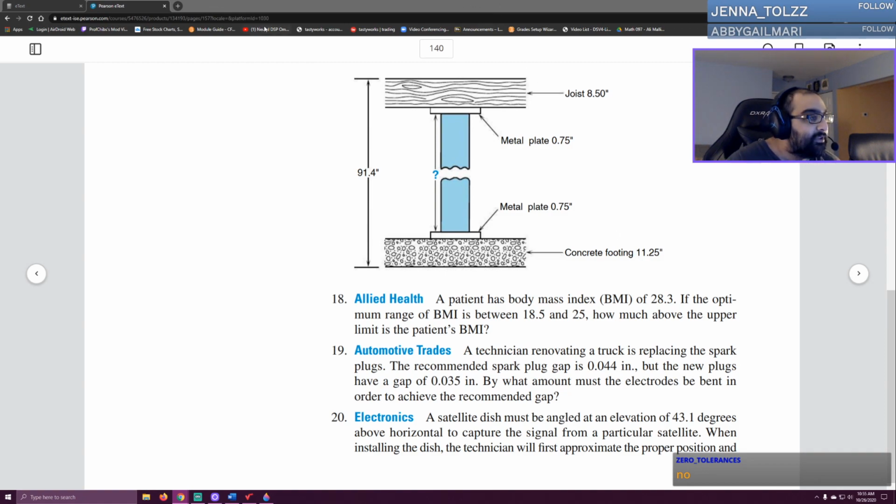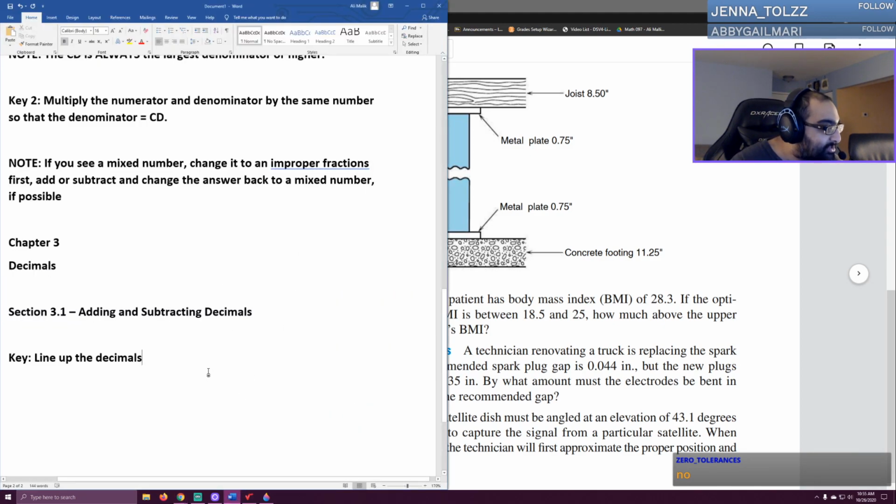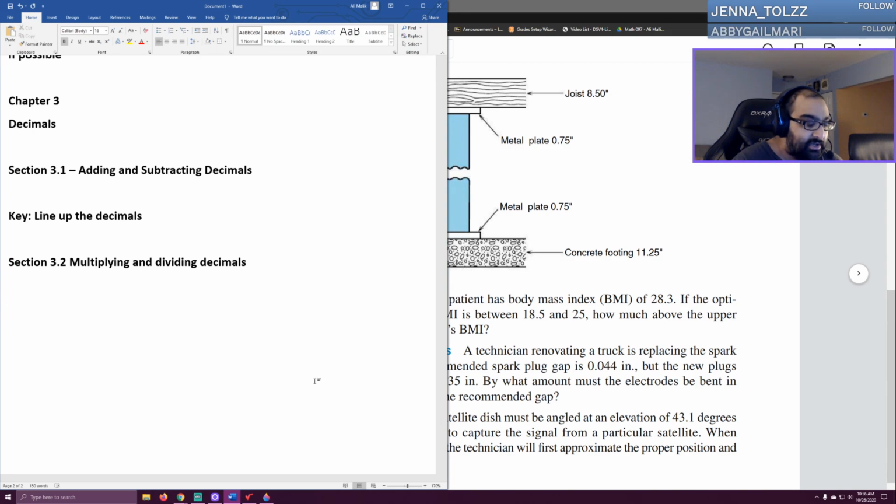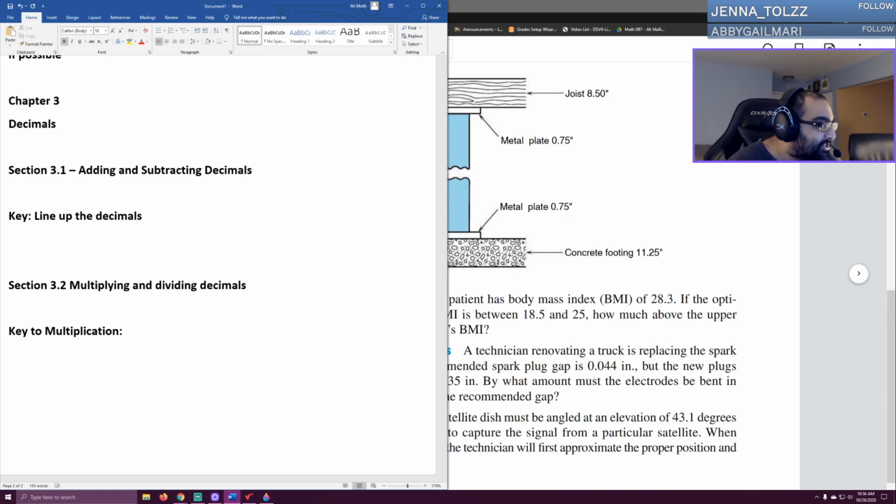All right, next. Let's talk about the next section, which, again, these sections for decimals are not super long. Section 3.2 talks about multiplying and dividing. With multiplication and division of decimals, let's talk about the key to multiplication. The key to multiplication for decimals is pretty simple: just add up the number of decimal places.